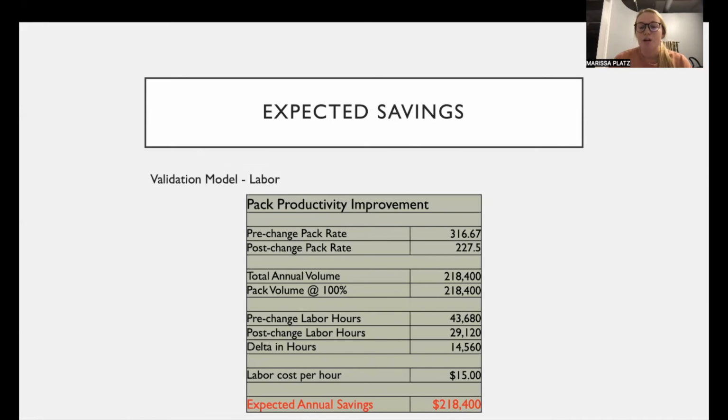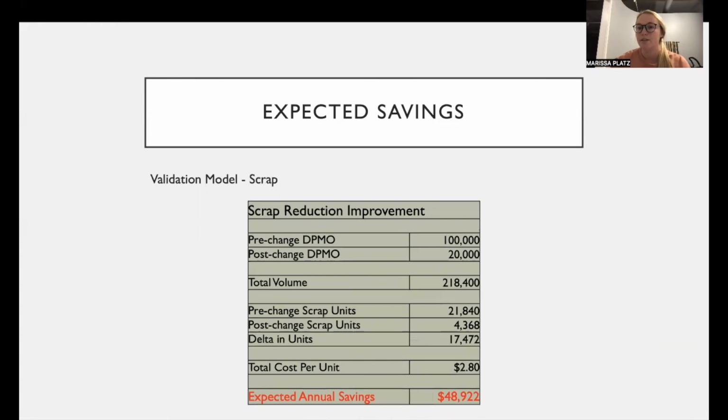Looking at the validation model, we find an expected savings of $218,400 annually on the labor portion of this. So this comes from the delta in hours that we're spending on site, which is our 364 days a year times 10 hours a day of 10 employees versus the new 8 employees. So with 8 employees, we have a delta in hours of 14,560. Multiply that by our labor cost per hour of $15, and that's where we get our $218,000 savings.